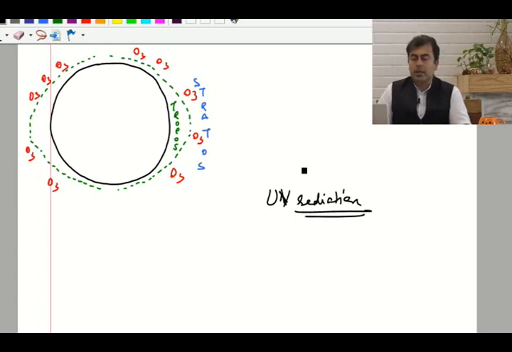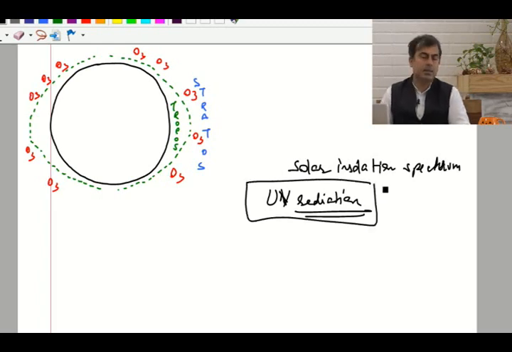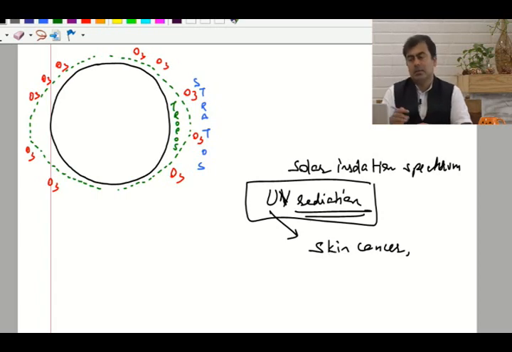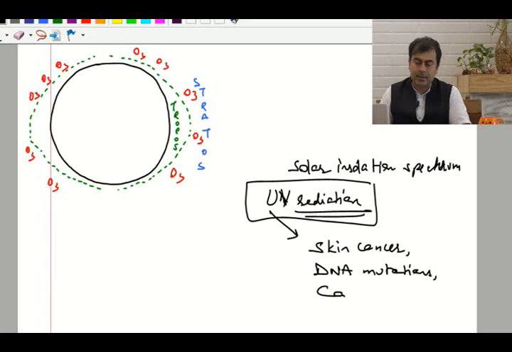So from the sunlight or solar insolation spectrum, one of the components is ultraviolet radiations. These are very, very dangerous. They are penetrative, and what I was told is that they can cause cancer, particularly skin cancer. So sunburn happens, and after sunburn it goes to the level of skin cancer. It can cause DNA mutations. It can cause cataract in the eye.